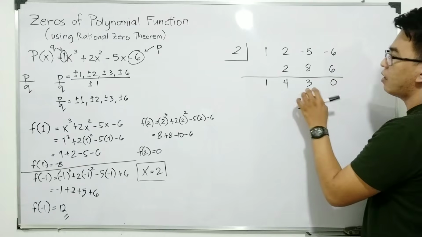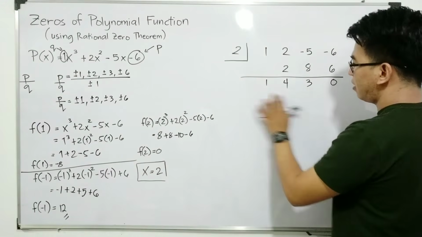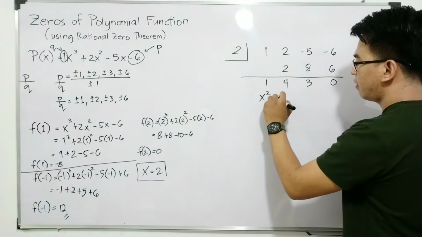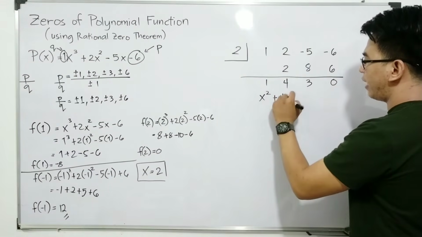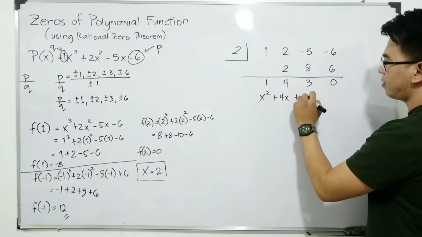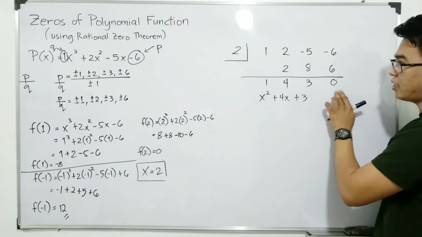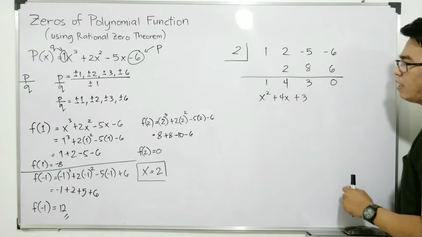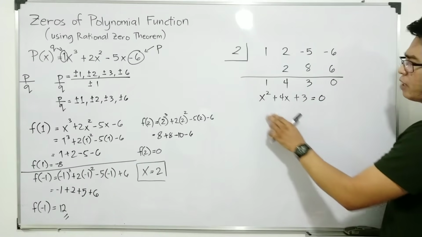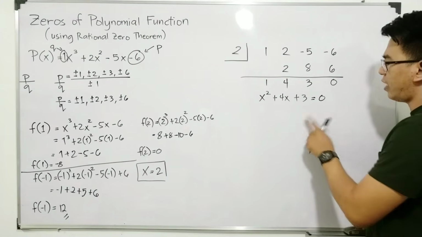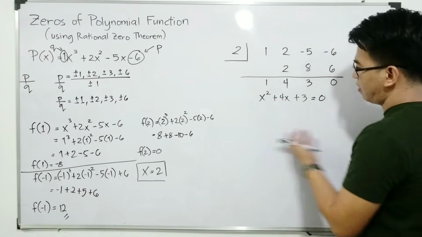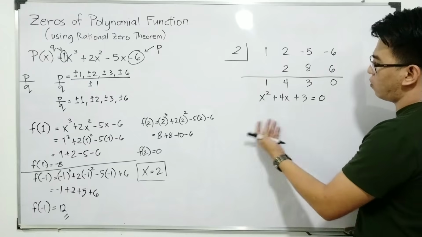Ibig sabihin, this one is x squared plus 4x plus 3. At yung remainder natin ay 0. Kasi nga, yung 2 natin is a 0 of a function. Now, this will become x squared plus 4x plus 3 is equal to 0, wherein we can use the quadratic way on how to solve this.